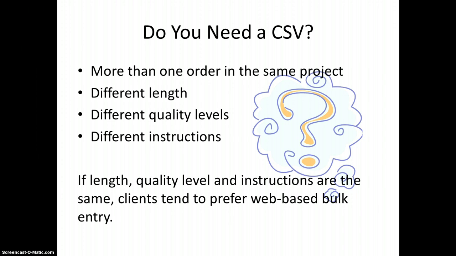If you have, it's usually different instructions. Usually the length and the quality level in a certain project are the same. But if you have different instructions for each title, for example, each title refers to a different web page that you're trying to build out, or you have content that you're trying to refresh. So if you have those really truly unique descriptions, then you may want to stick with a CSV.